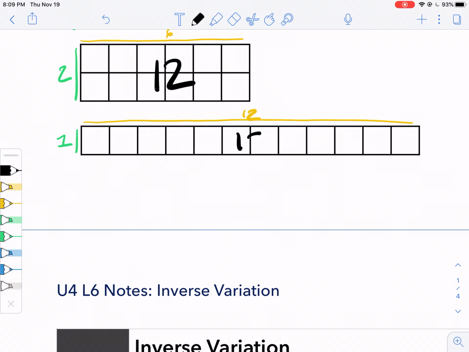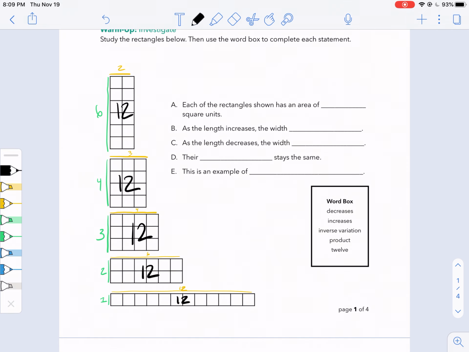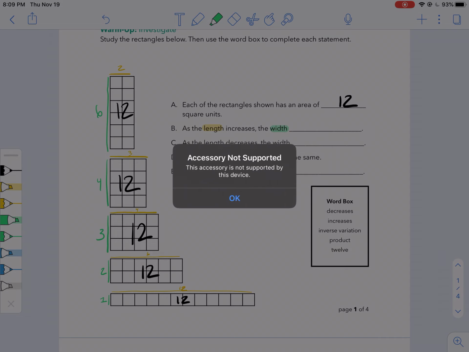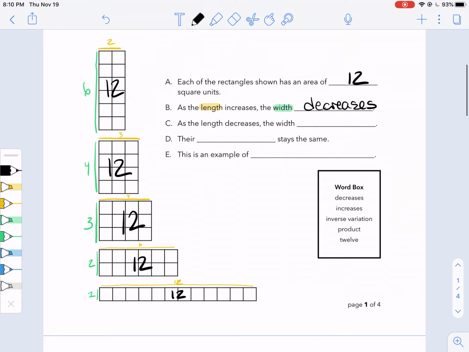of 12 squares inside. So you notice that each of the rectangles shown has an area of 12 square units. And as the length increases, the width decreases. That is, as it gets longer, it gets less wide.